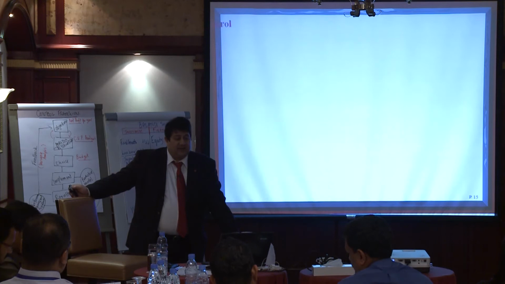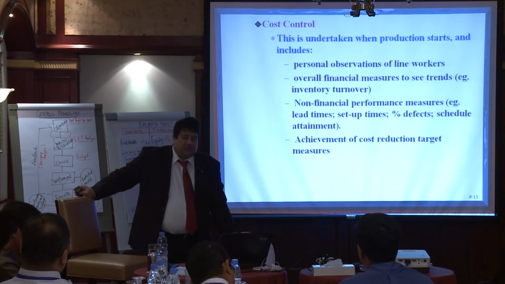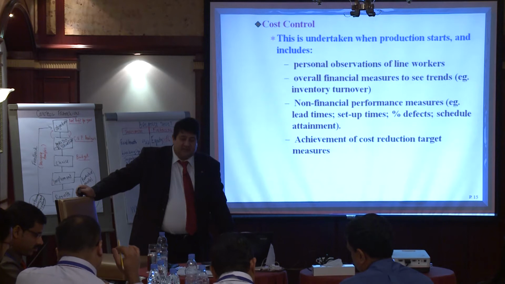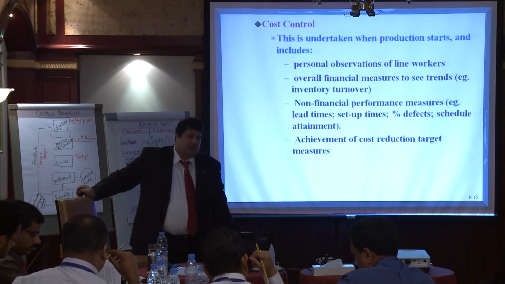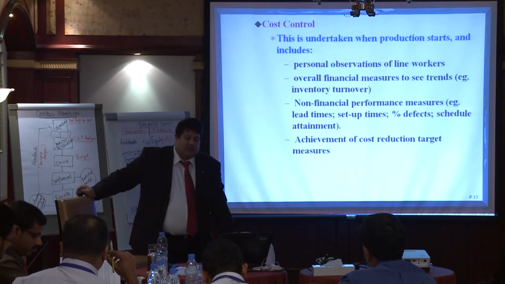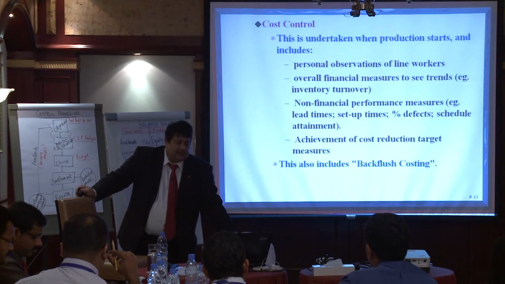And finally, we need it for good cost control. So all of this control framework is used for cost control. This is undertaken when production starts and includes personal observations of line workers, overall financial measures to see trends, for example inventory turnover, and non-financial performance measures, for example, lead time, setup time, etc. The whole host of these calculations, non-financial measures, and achievement of cost reduction measures. So that's what we will do. Now that includes what we are going to call backflush costing. That is, how do we change the cost accounting system to reduce the cost of running the cost accounting system?